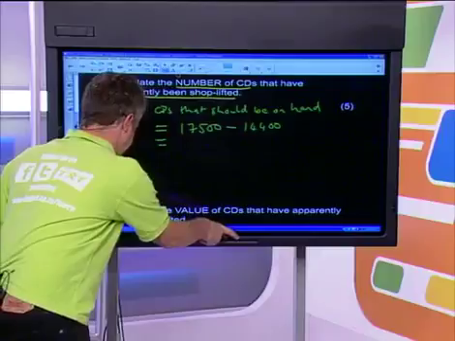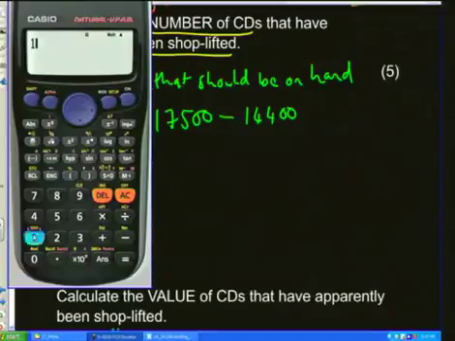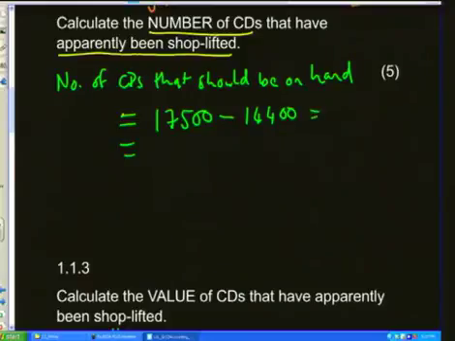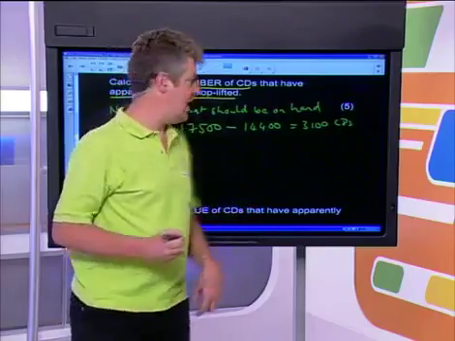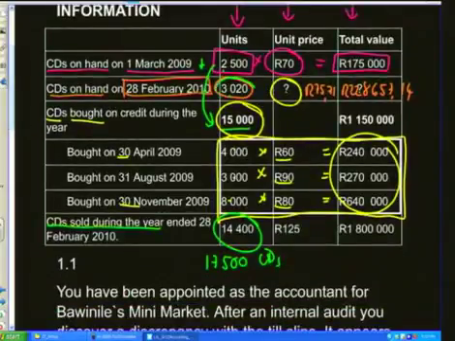So let's calculate that. We're going to take our 17,500 CDs that we had available for sale. We then do our physical stock take, and we sold 14,400. So that means there should be 3,100 CDs on our shelves, because out of the 17,500 we had, we sold 14,400 of them. That's how many we should have, and if we look back at our schedule here, we see, oh dear, we've only got 3,020 CDs on hand at the end of February 2010.